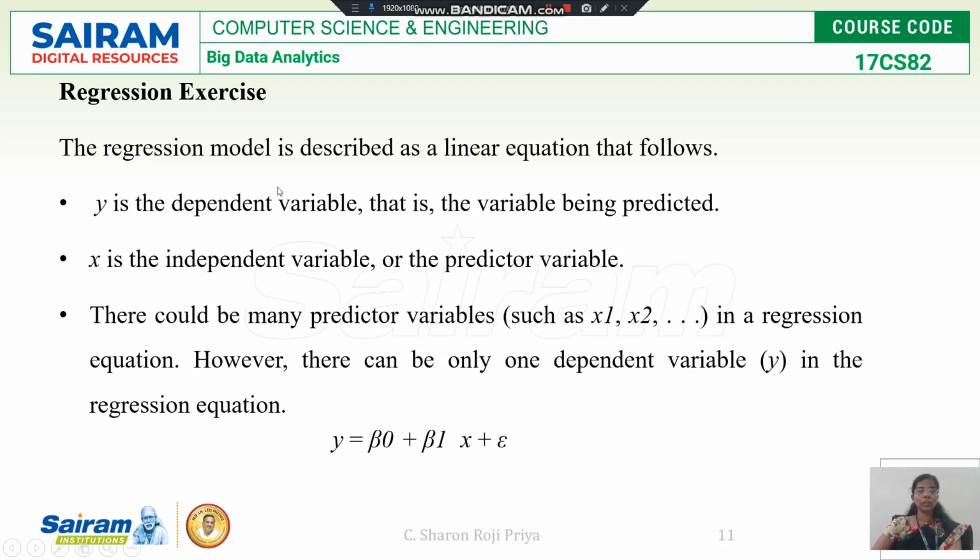A regression model is described as a linear equation as follows. Here x is an independent variable, y is a dependent variable, and there could be many predictor variables such as x1, x2 in a regression equation, but this is an example for a single independent and single dependent variable equation. And this last term is the error term, the random error term.